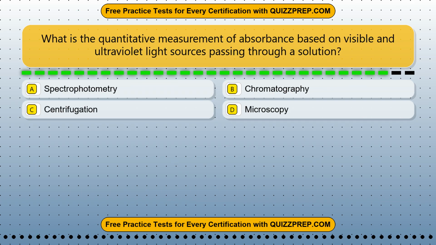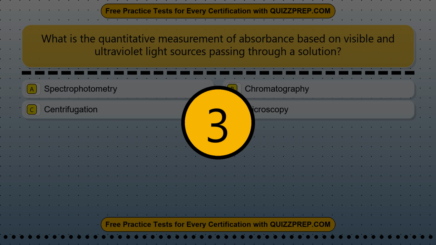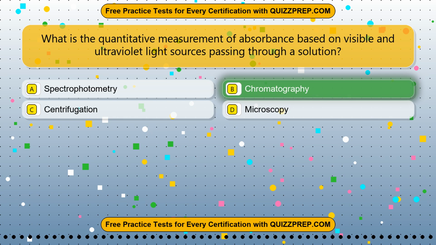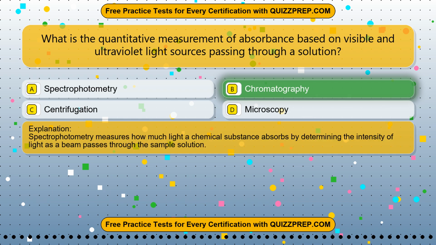Question 27. What is the quantitative measurement of absorbance based on visible and ultraviolet light sources passing through a solution? Option A, spectrophotometry. Option B, chromatography. Option C, centrifugation. Option D, microscopy. The correct answer is option B, chromatography. Spectrophotometry measures how much light a chemical substance absorbs by determining the intensity of light as a beam passes through the sample solution.